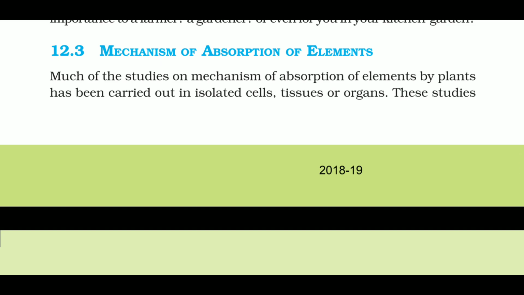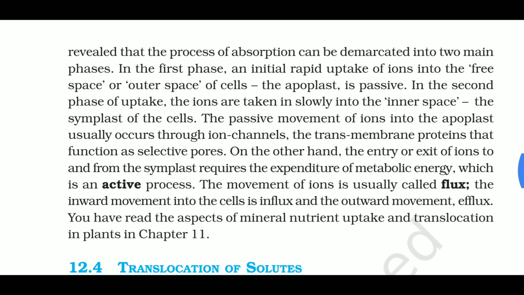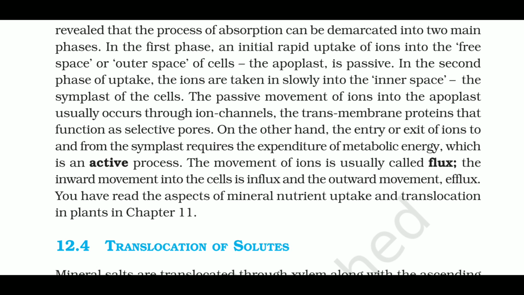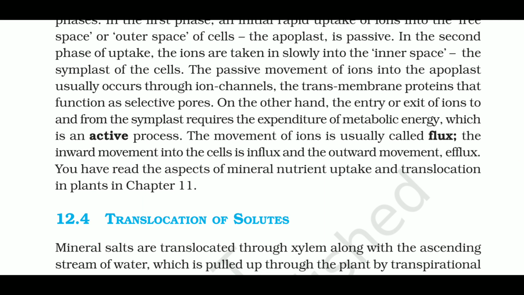Much of the study on the mechanism of absorption of elements by plants has been carried out in isolated cells, tissues or organs. These studies reveal the process of absorption can be demarcated into two main phases. In the first phase, an initial rapid intake of ions into the free space or outer space of the cells, which we call the apoplast, is passive. In the second phase of uptake, the ions are taken in slowly into the inner space, the symplast of the cells, meaning from cell to cell we call it symplast. If the transport is in between the cells, we call it apoplast.